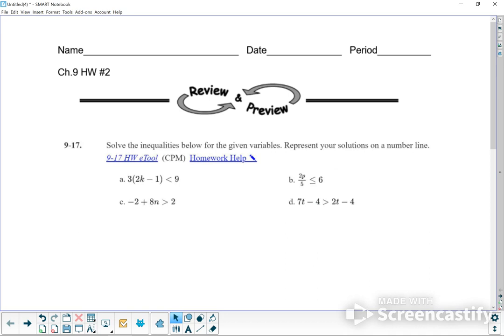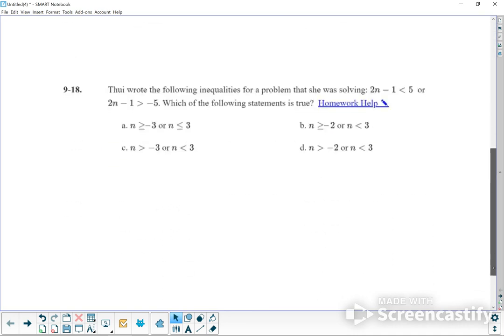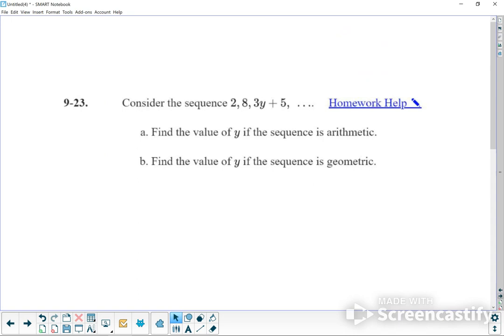All right, folks, let's go ahead and do this. This is homework number 2 in chapter 9. I'm going to start with number 17, move on to 18, and then we're going to wrap it up with number 23.